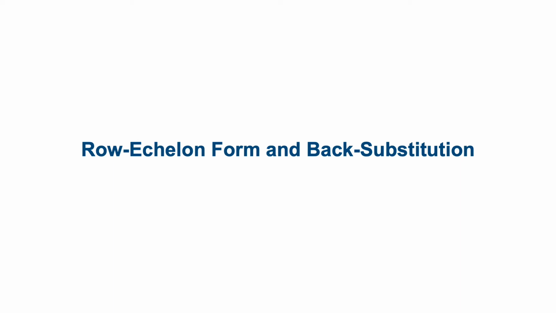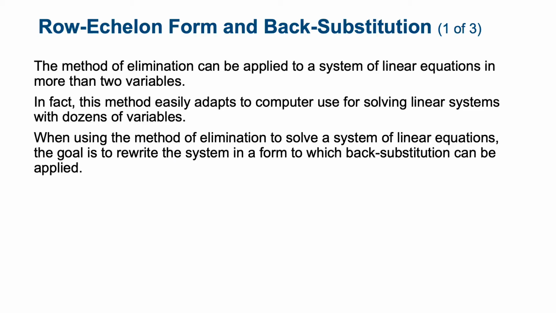Okay, so first of all, what is row echelon form and back substitution? Okay, so the method of elimination, you know how we've done elimination with a system of linear equations for 2 variables, but actually the method of elimination adapts to computer use for solving many variables. When we use this method, the goal is to write the system in a way that you can do back substitution, or substitute back into previous equations. So let's see what we're trying to talk about here.